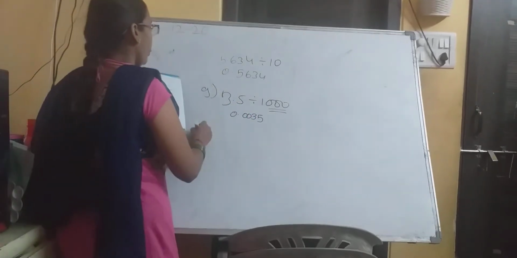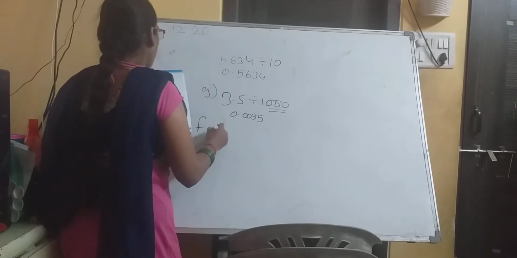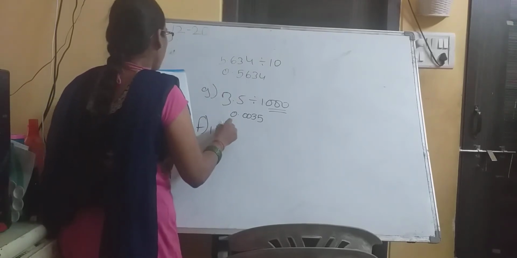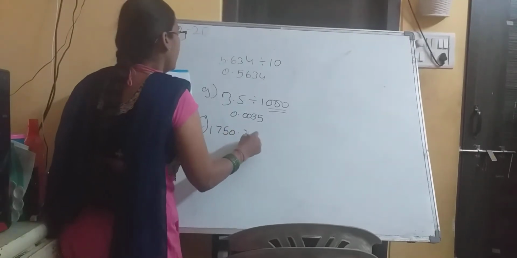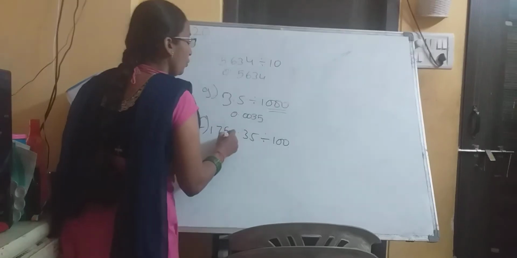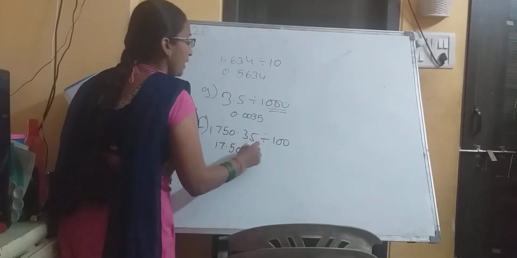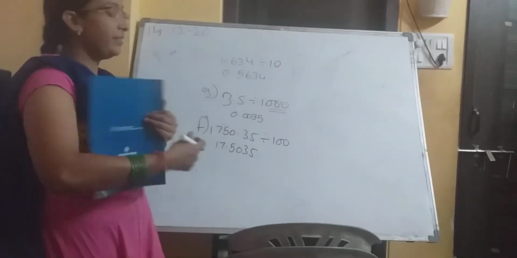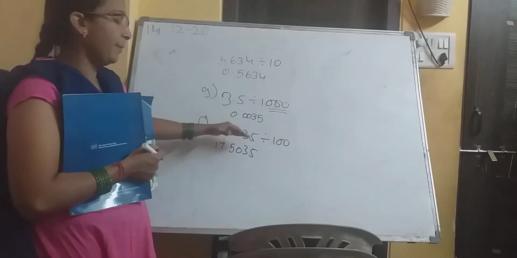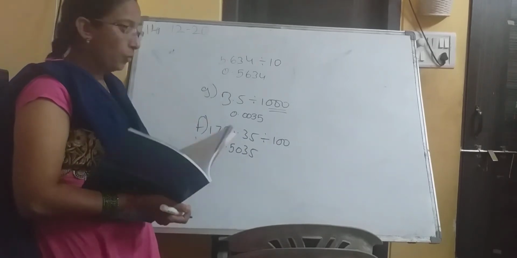See, F1 I'll show. You see, 1750.35 divided by 100. So how many zeros do you have? 2 zeros. So 2 numbers will come this side: 17.5035. Followed? However many zeros there are, that many numbers move to that side. Do you understand? Okay. Now go to fourth bit, children.